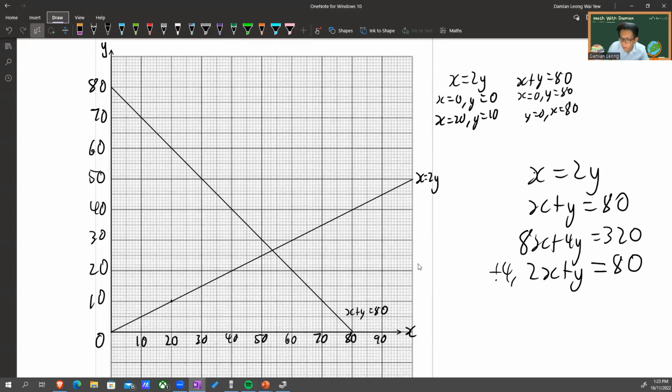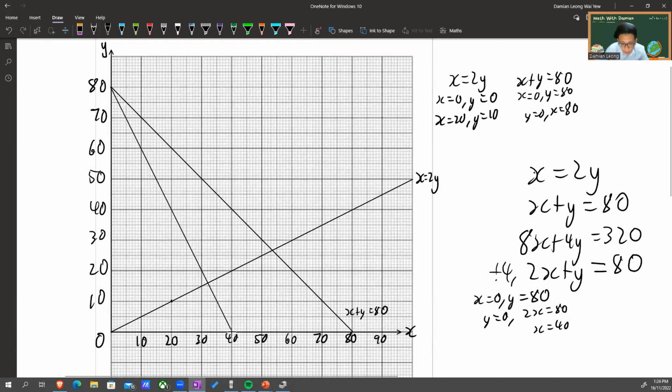And one more, this one. If I put X is 0, Y is 80. If I put Y is 0, then 2X is 80, means X, I divide by 2, X is 40. So 40, 0 and 0, 80. 0, 80 here, 40, 0 here. That's the 8x plus 4y equals 320.